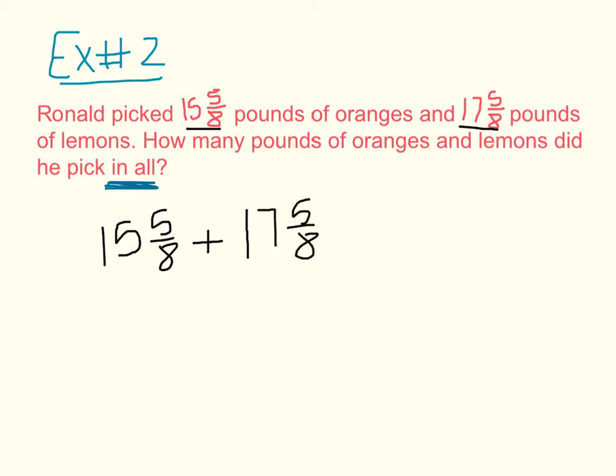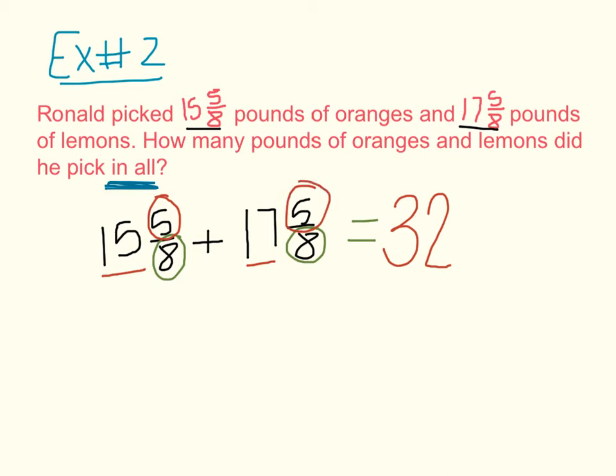5/8. Now luckily in this problem, I already have common denominators. They're both 8, so I don't even have to change those. I can now just go ahead and add. First thing I add is my whole numbers. 15 plus 17 is 32. And then I add my numerators. 5 plus 5 is 10. And remember, those denominators stay the same.